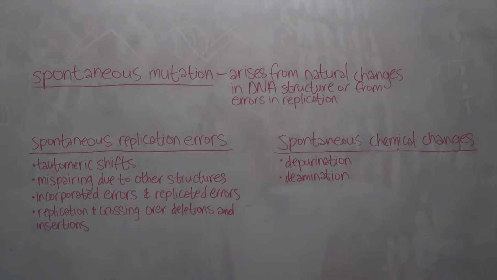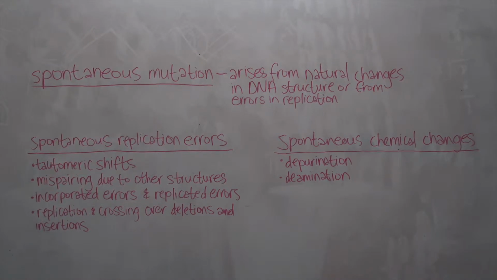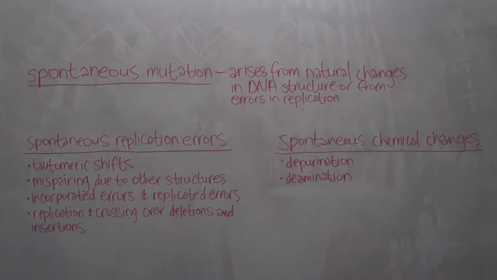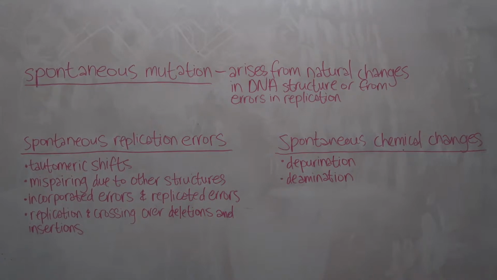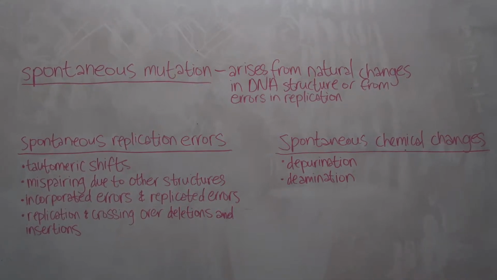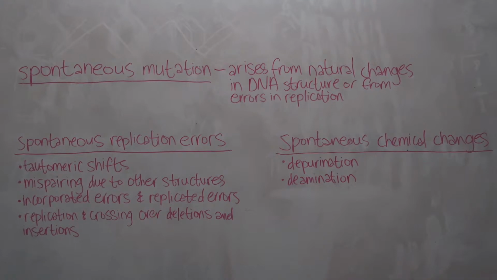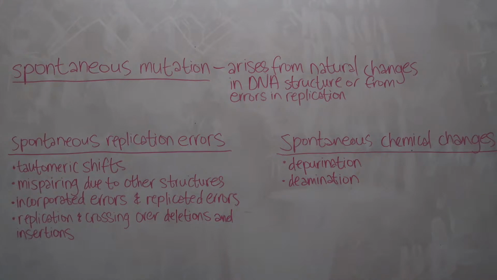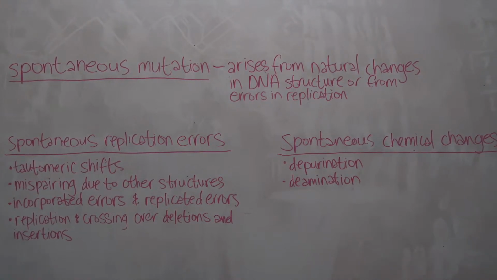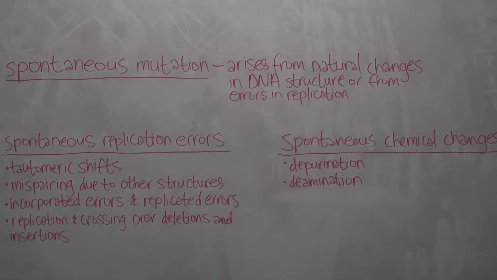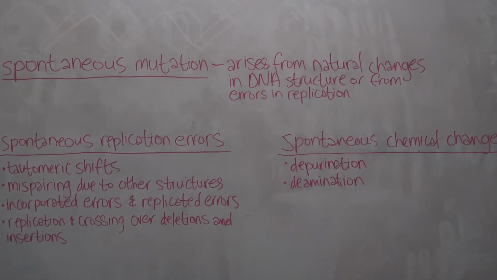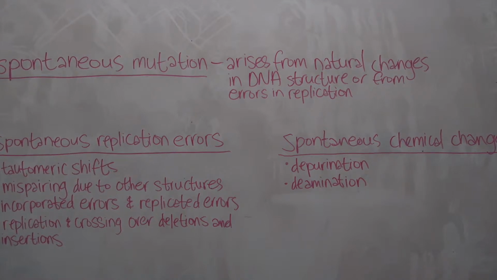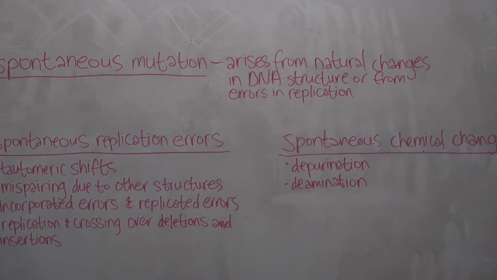Mutations may be caused by a number of different factors. Spontaneous mutations are mutations that arise from natural changes in DNA or from errors in replication. Spontaneous replication errors include tautomeric shifts, mispairing due to other structures that often arise through wobbling, incorporated errors and replicated errors, and replication and crossing over deletions and insertions. Spontaneous chemical changes include depurination, or the loss of a purine base from a nucleotide, and deamination, the loss of an amino group from its base.